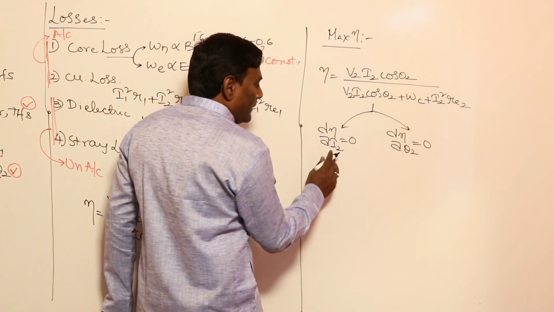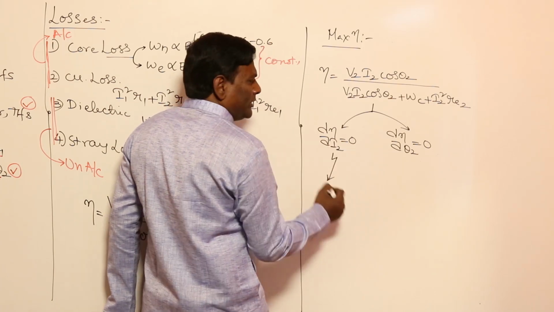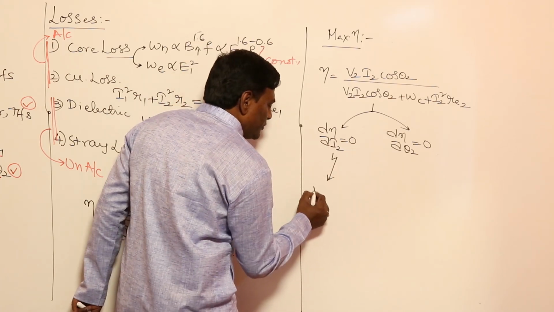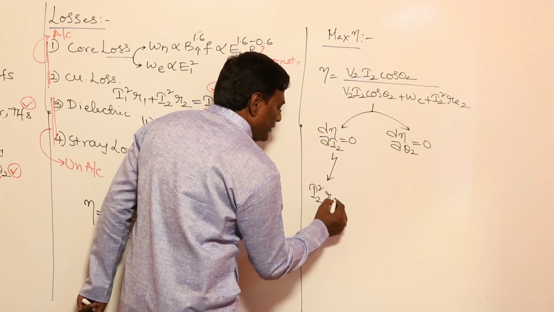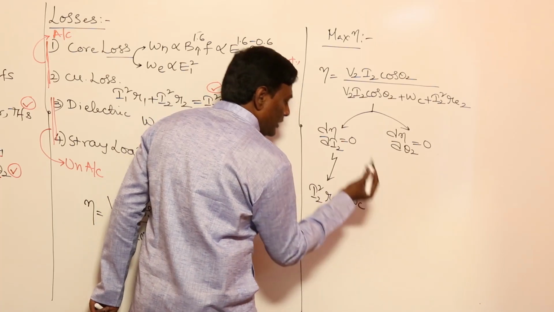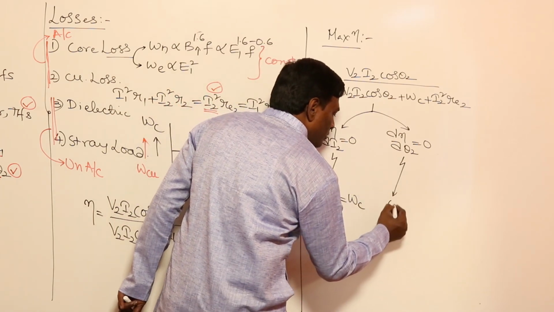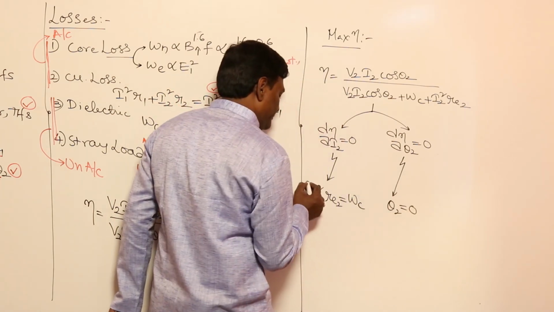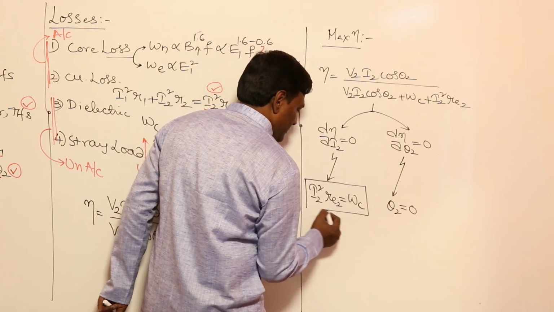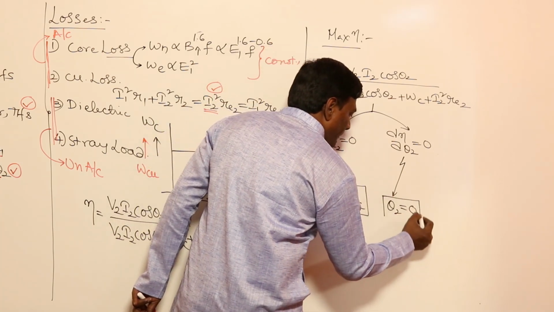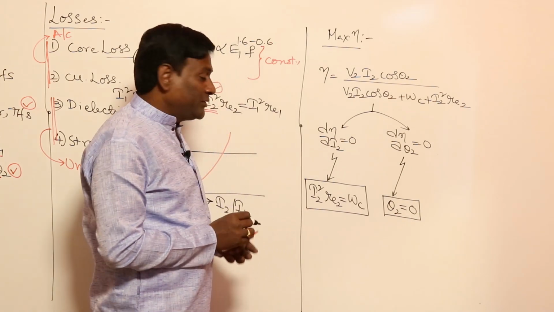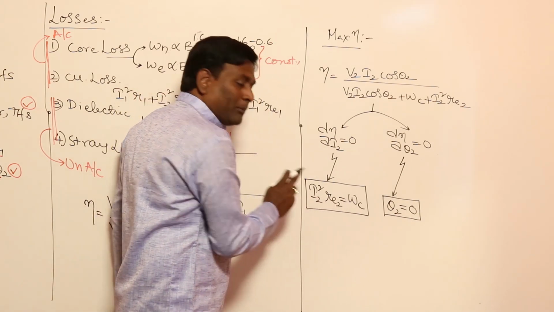Now, I don't want to do this derivation. If I do it, it will come to I2 square Re2 equal to core loss. And if I do the other, it will come down to theta 2 equal to 0. So what is happening now? At maximum efficiency, core loss equals copper loss.